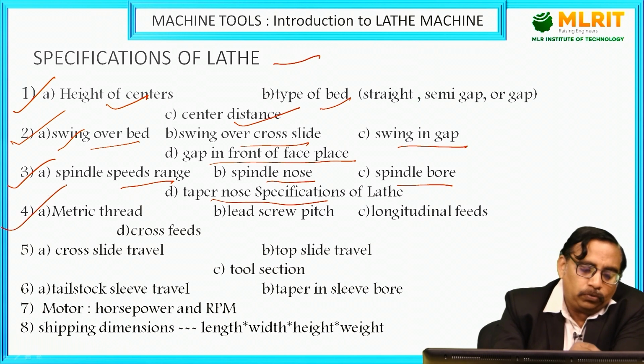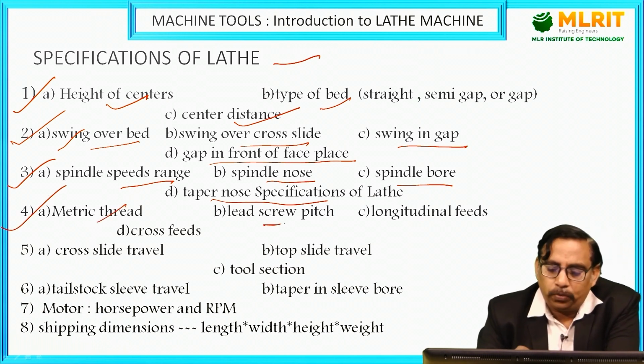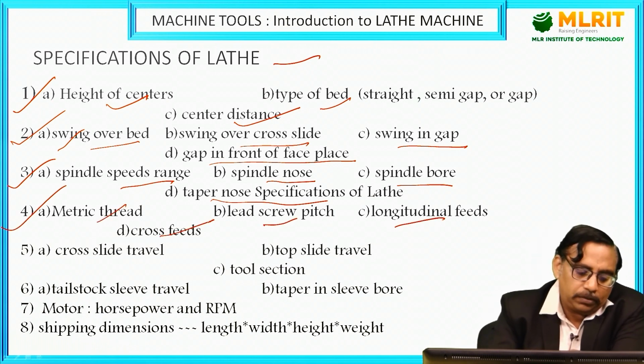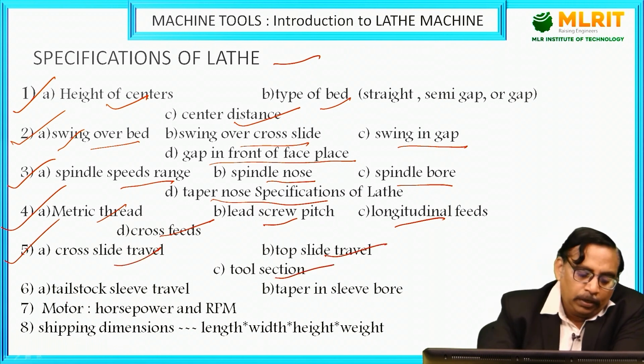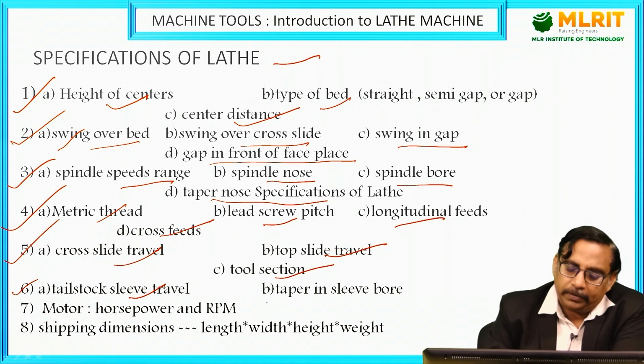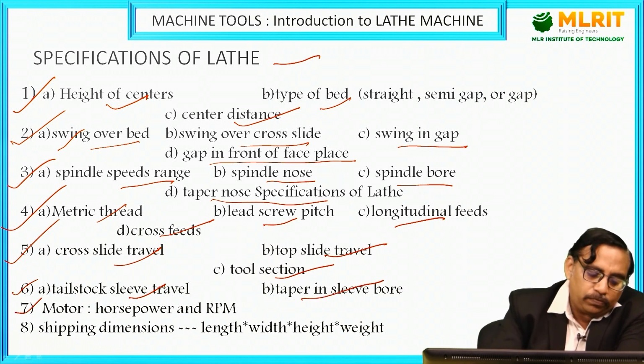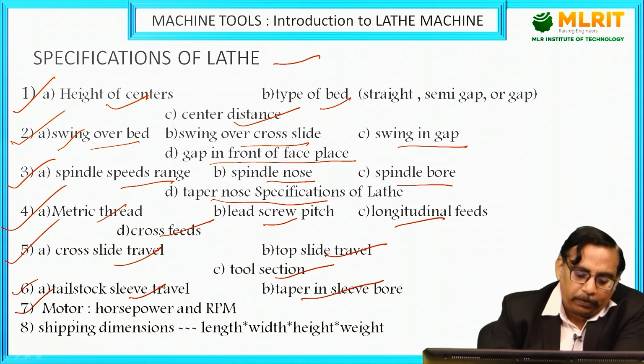Then coming to metric thread, lead screw pitch, longitudinal feeds and cross feeds. Next is cross slide travel, top slide travel and tool selection. Next one is tailstock, sleeve travel, taper in the sleeve bore. Seventh is motor, that is power, input power, depending upon the horsepower and RPM of the motor.